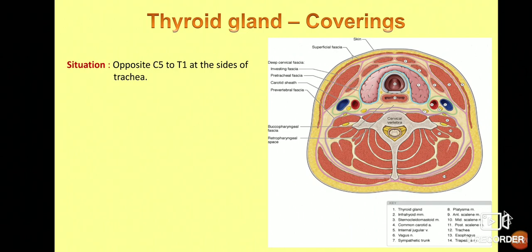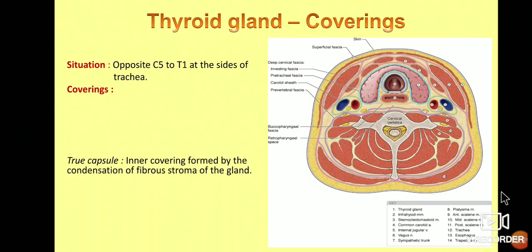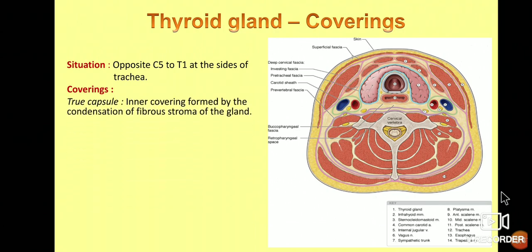The coverings of the thyroid gland: it has a true capsule and a false capsule. The true capsule is mainly formed by the condensation of the fibrous stroma of the gland. The false capsule is the outer capsule, and it is formed by the pretracheal fascia.